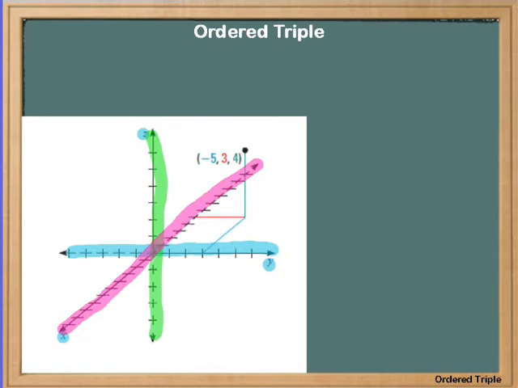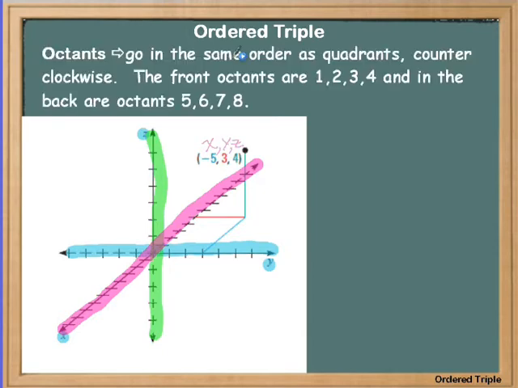But what has remained the same is we still present our ordered triple in alpha order. So x is first, y is second, and z is third. Now if you want to know what octant, yeah, that's right, instead of quadrants, it's octants now, that this point is in, just keep it simple. Quadrants were counterclockwise, 1, 2, 3, 4, and in the back are now the octants, 5, 6, 7, and 8.